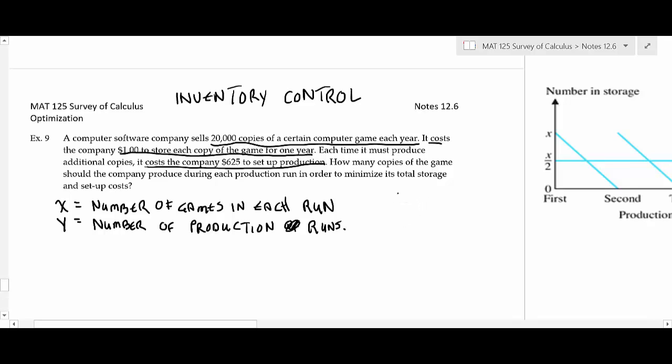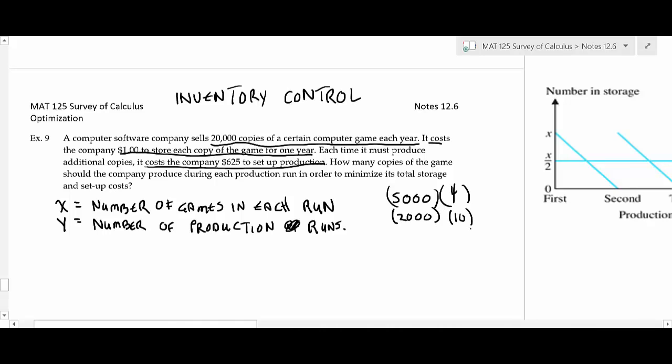Let me ask you and see if you understand this or not. Let's say that every time they produce 5,000 games, how many times would they have to produce 5,000 games? 4, right? How come? Because that would be 20,000 games. That's a fixed thing, 20,000. Another possibility would be 2,000 every time they produce. How many runs would it take to make 20,000 then? That'd be 10 runs. Okay, that's the idea.